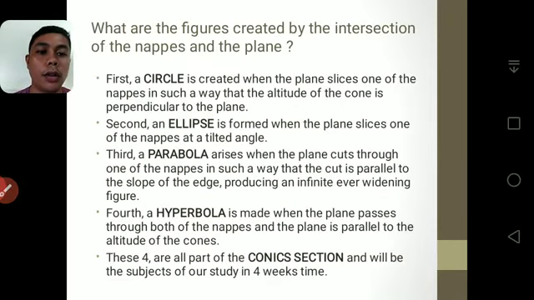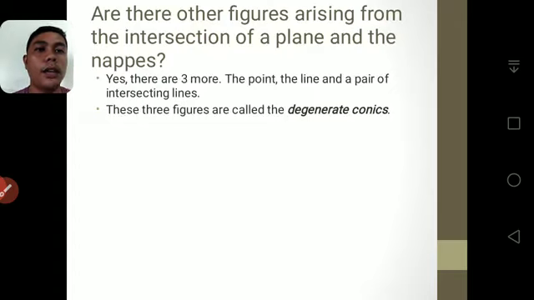These four are all part of the conic section and will be the subjects of our study in 4 weeks' time. In 4 weeks, we are going to study them one by one, one conic per week. Are there other figures arising from the intersection of a plane and the naps? Yes, there are 3 more: the point, the line, and a pair of intersecting lines. These 3 figures are called the degenerate conics. So they are actually not proper conics. So they were called degenerate.